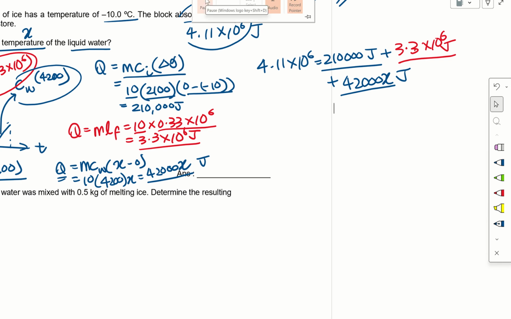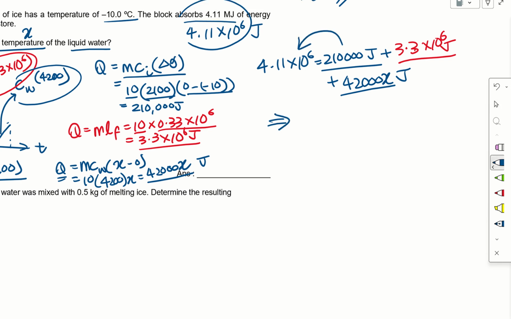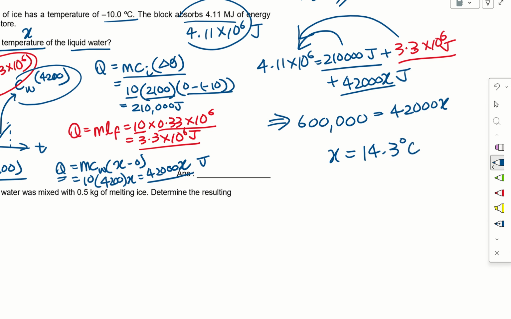By shifting this and this over and subtracting, I'll get 600,000, and this will equal 42000 X. So therefore my X will be 14.3 degrees Celsius. Okay, and that will be the temperature of the water.